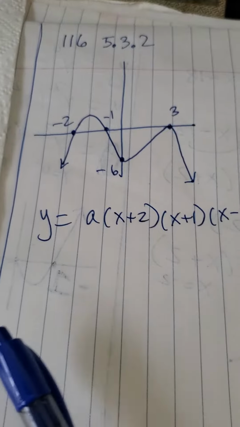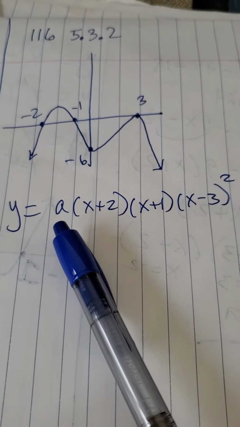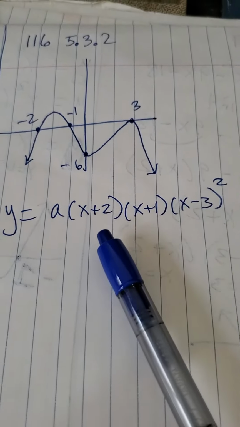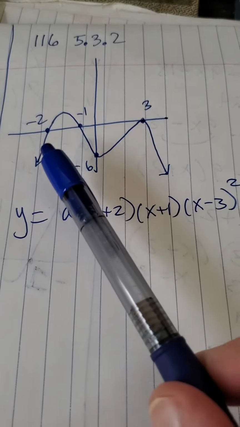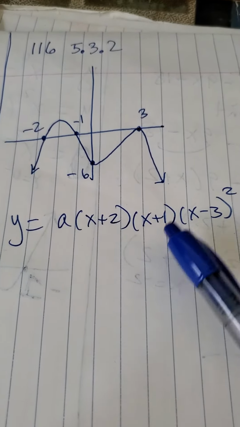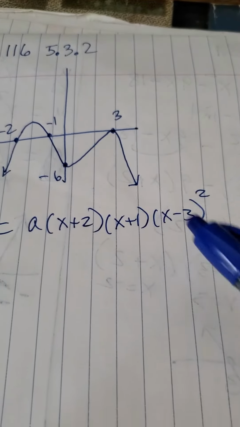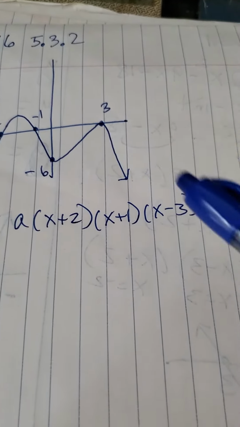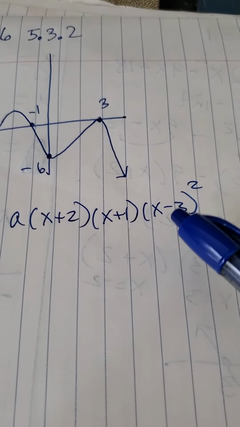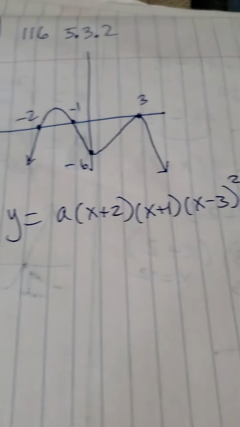So what I mean is now we have y equals a, where a is some constant which I'm going to try to figure out, times x plus 2 to the first power, because it goes through at -2. x plus 1 just to the first power, because it goes through at -1. And x minus 3 to the second power, because it bounces off at 3. Now we just have to solve for a.